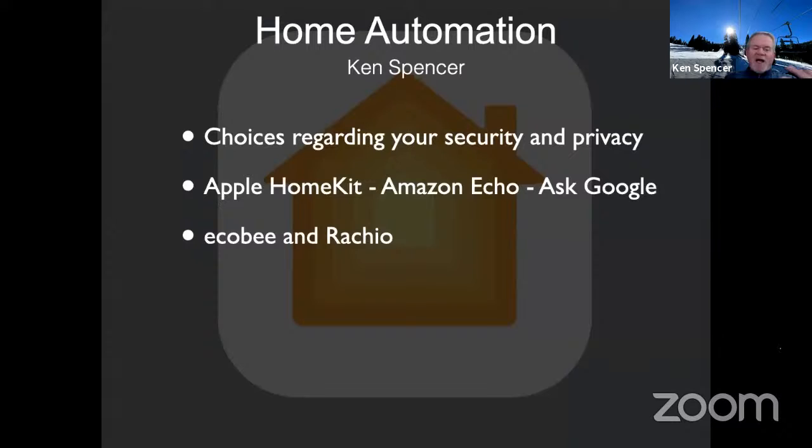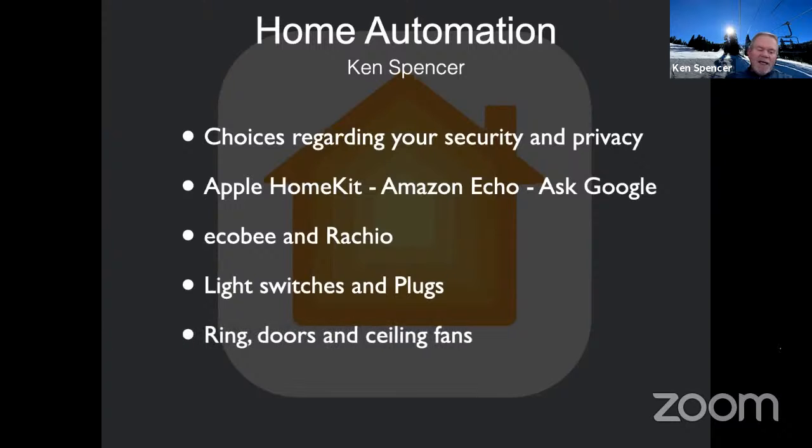So I'm going to talk about the Ecobee and the Rachio, which are a thermostat and an irrigation controller. I'm going to talk about light switches and plugs, Ring doorbells, door locks, and ceiling fans. And then we'll have Q&A at the end.